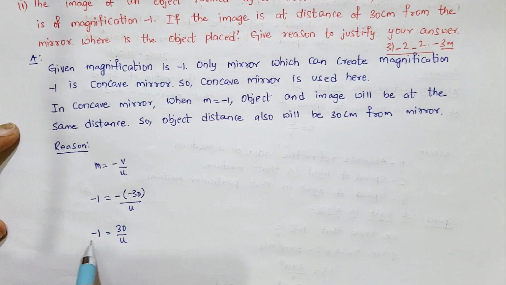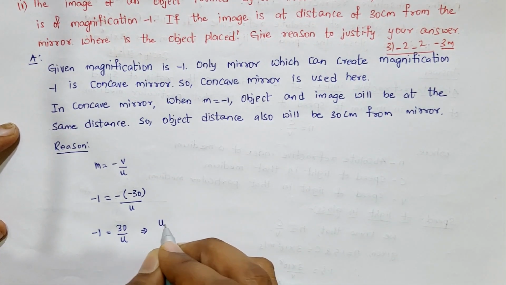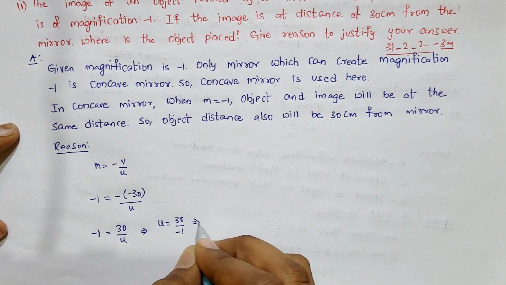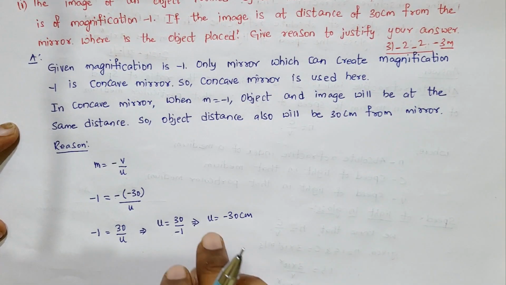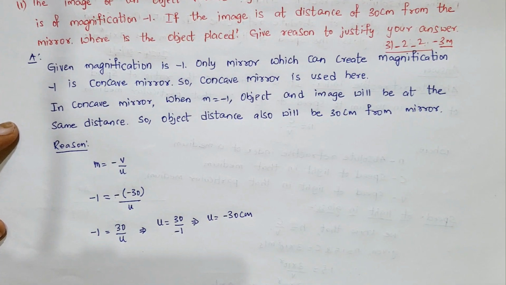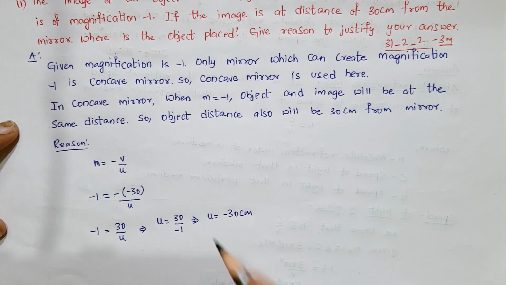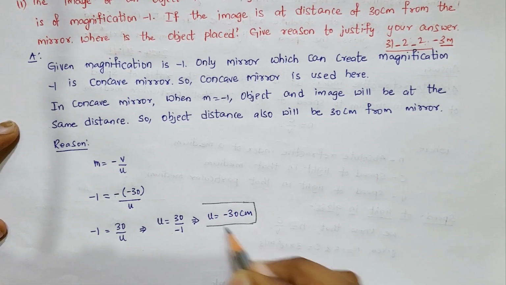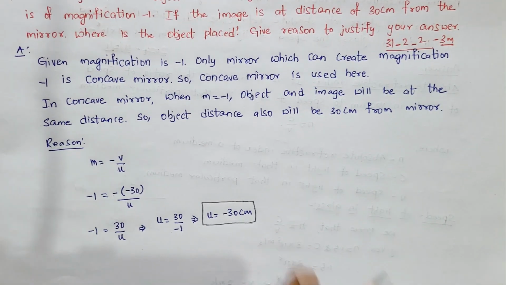I'll send this u this side, -1 this side. Then it can be written as u is equal to 30 divided by -1. So what can we get? We will get, which implies u is equal to minus 30 centimeters. So u is the thing which represents the object distance. So by this proof we can say that the object distance is also 30 centimeters. u is equal to minus 30 centimeters. Okay, this is the first part of the question. There is second part of the question also.